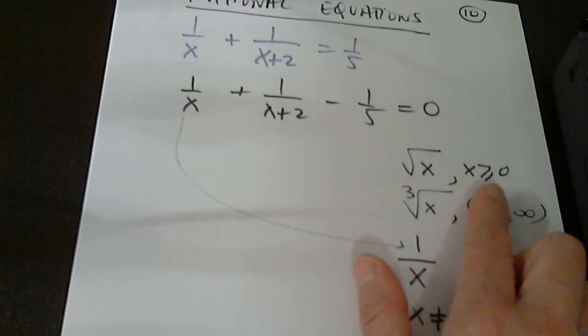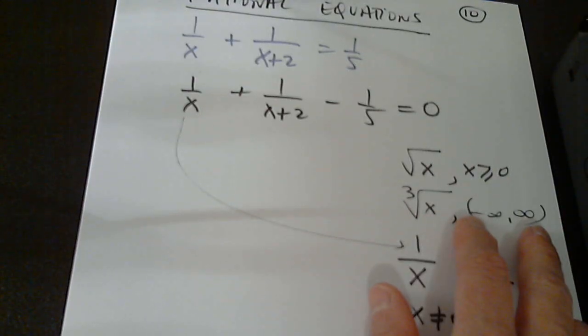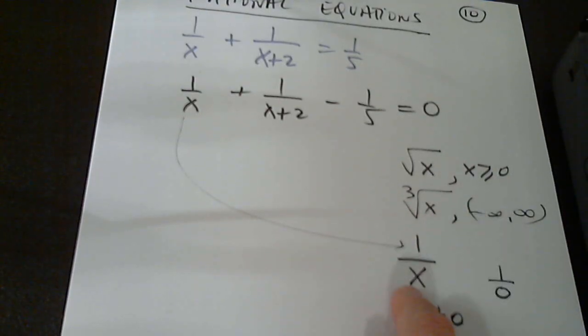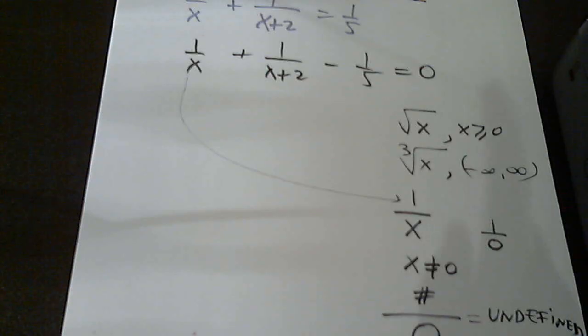The square root of x requires x to be greater than or equal to 0. The cube root of x, no restrictions, friendly, very nice. But now the problem with 1/x is that the denominator cannot be 0. Any number over 0 is called undefined. Fancy word saying it does not exist. Good. So I have to write the restriction here, x cannot be 0.